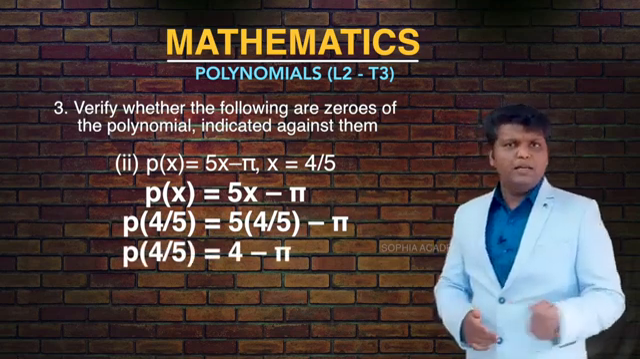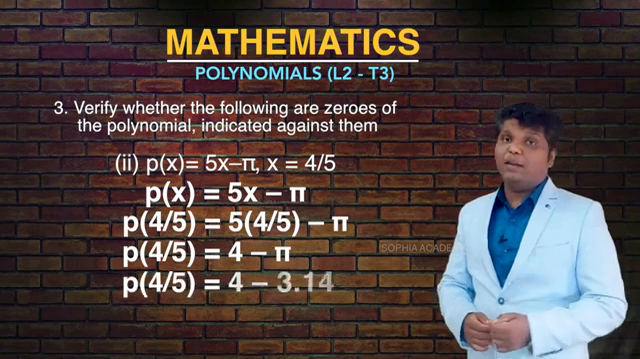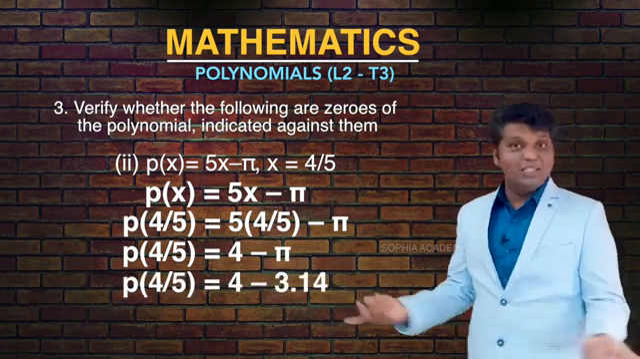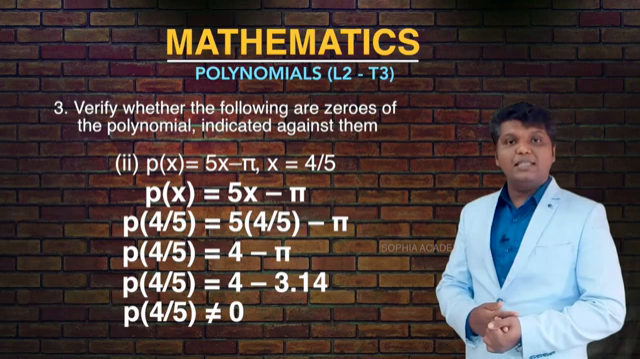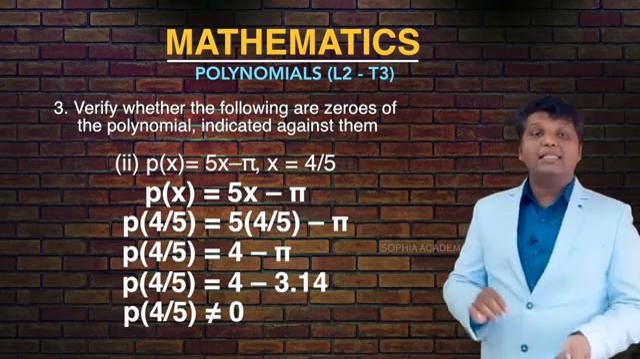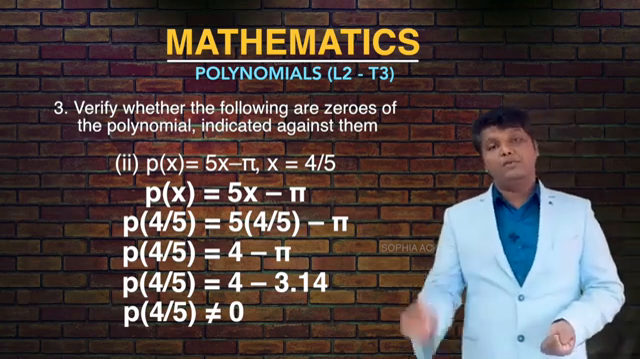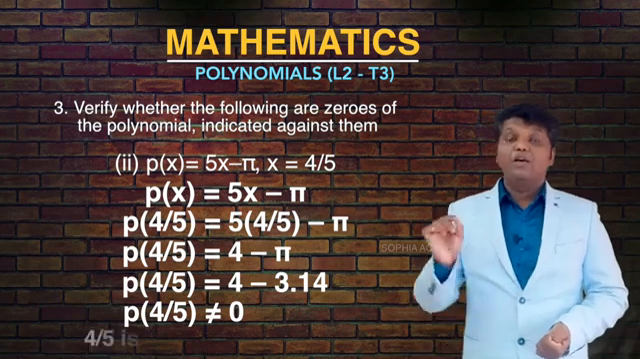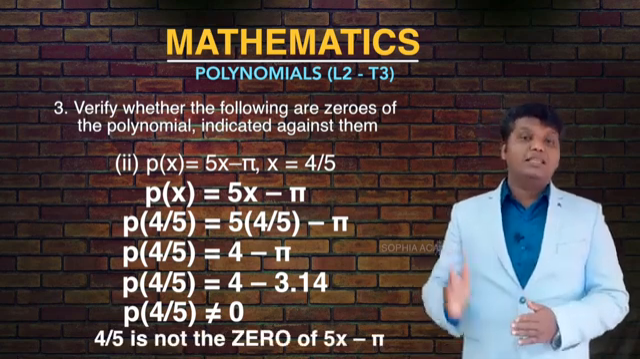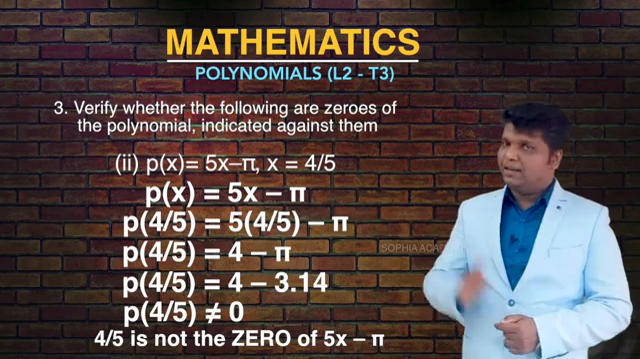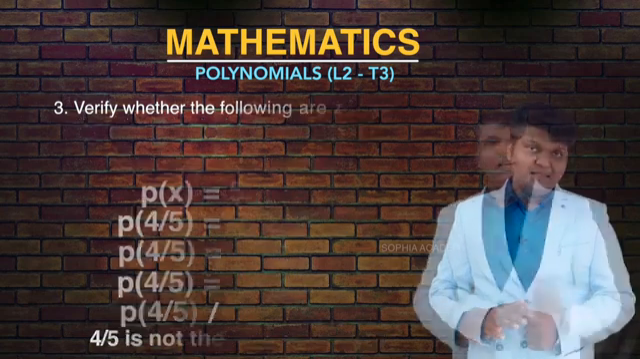4 minus pi, is it 0? You already know the value of pi is 3.14. It is not 0. So we can say P of 4 by 5 is not equal to 0, and 4 by 5 is not the 0 of the given polynomial 5x minus pi. Is that clear? Next question.